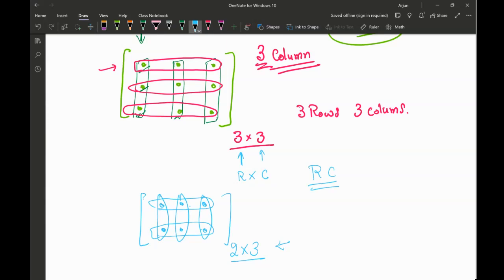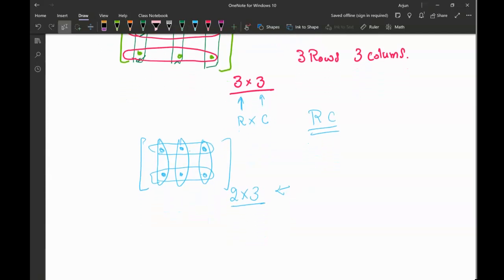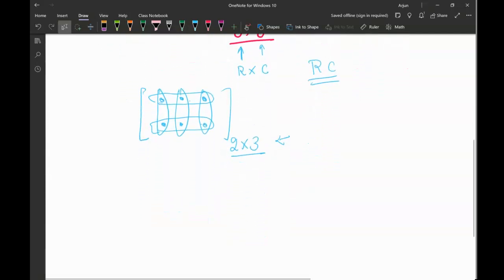Hopefully you were able to understand the different terminologies used in matrix formation. And this particular dot is called an element. So how many elements are in this matrix? 1, 2, 3, 4, 5, 6. 6 elements are present in this matrix.